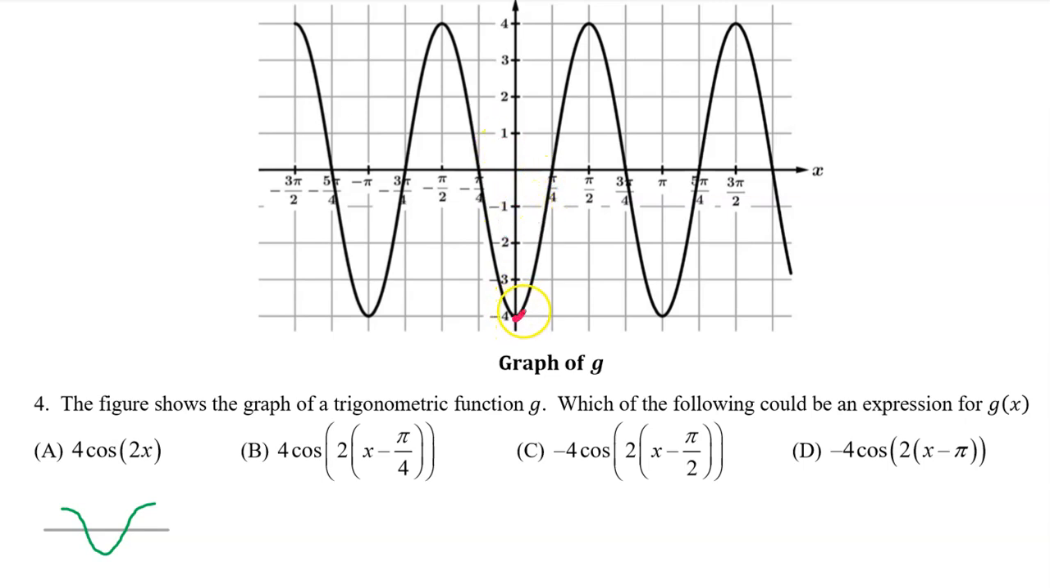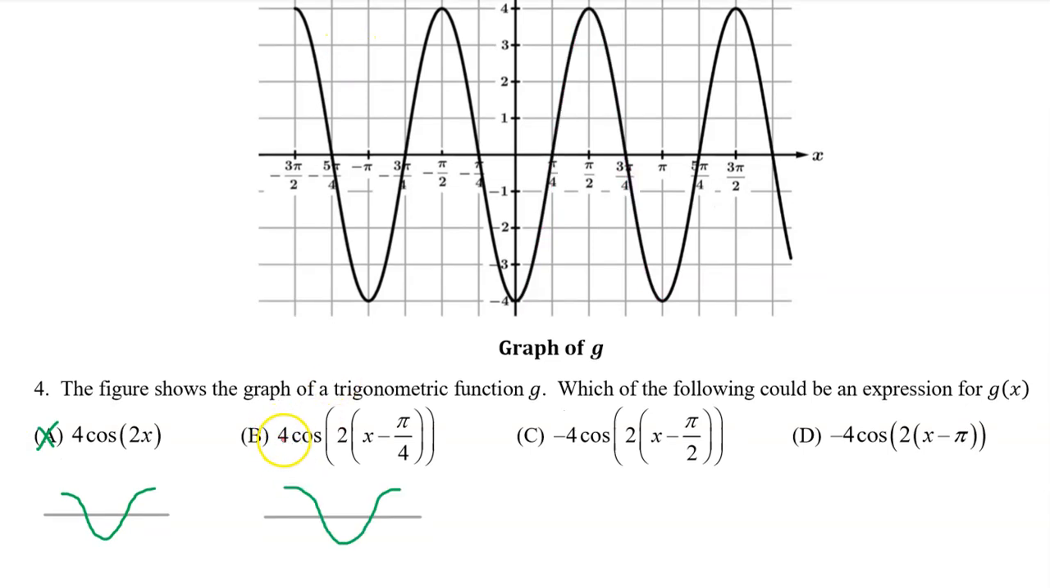If we trace out one period starting at 0, it looks like this, which is an upside down cosine function, not the right side up cosine function we were looking for. So function A cannot be the answer. The positive a value tells us that function B is another right side up cosine function. So starting at the phase shift, one period of function B should look just like this. Since the c value is negative pi over 4, the phase shift is positive pi over 4. So one period will begin at positive pi over 4.